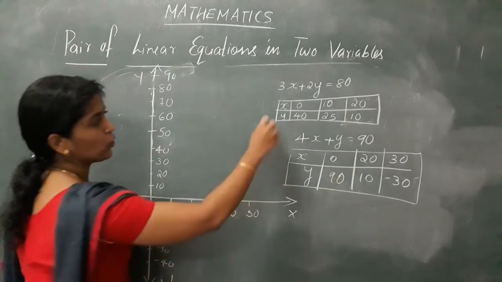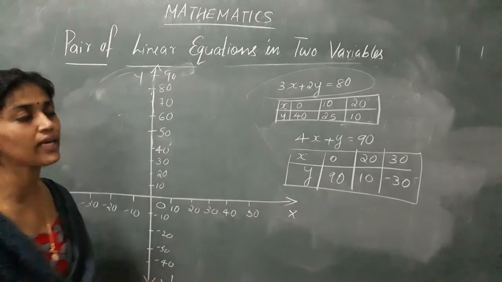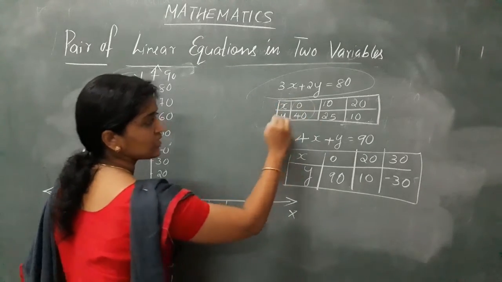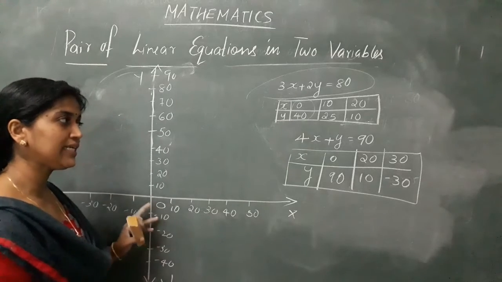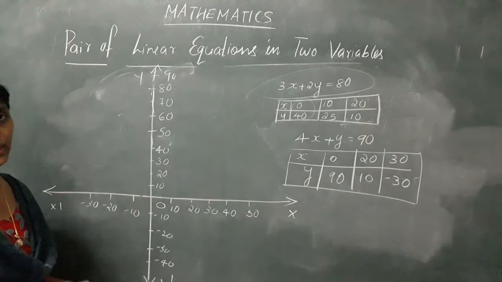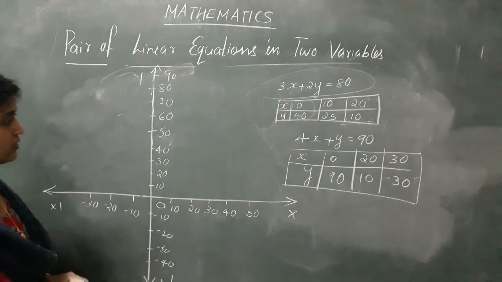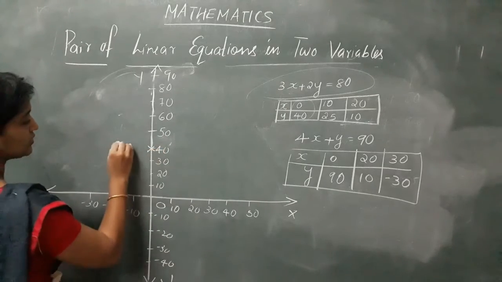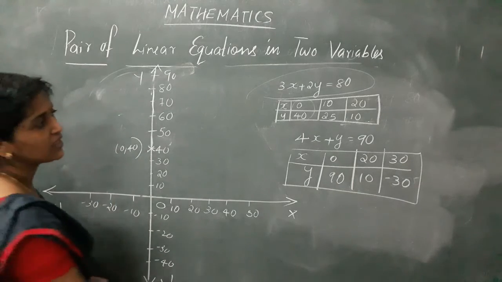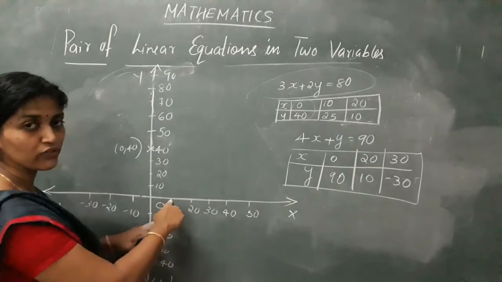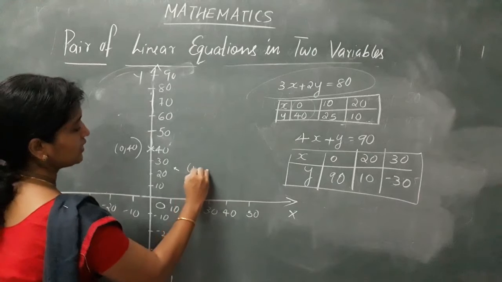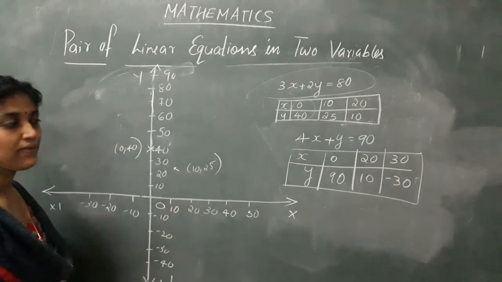Next, we are going to draw the graph of the first equation, 3x plus 2y equal to 80. For that, we are going to plot the points. First point is (0, 40). So x coordinate is 0, and y coordinate is 40. So where will the point be? It will be on the y axis at 40. This is (0, 40). Clear? Next point is (10, 25). The x coordinate is 10 and y coordinate is 25, so almost in the middle here.